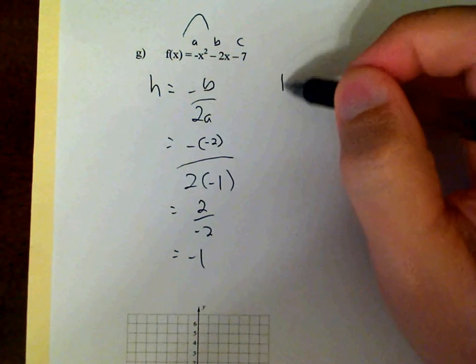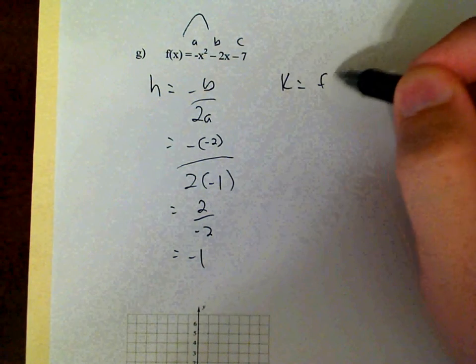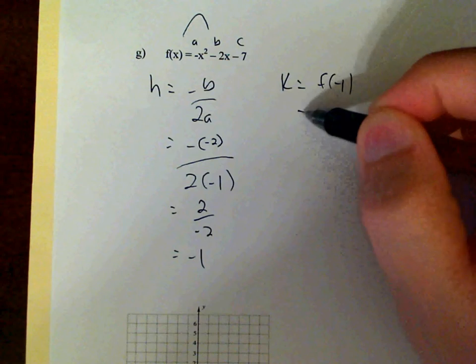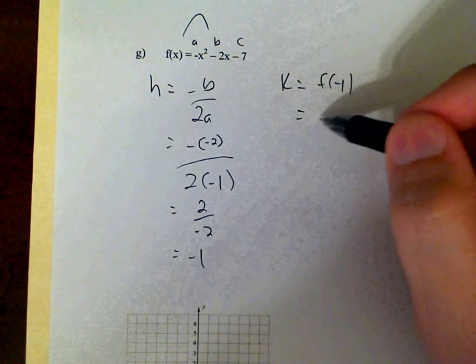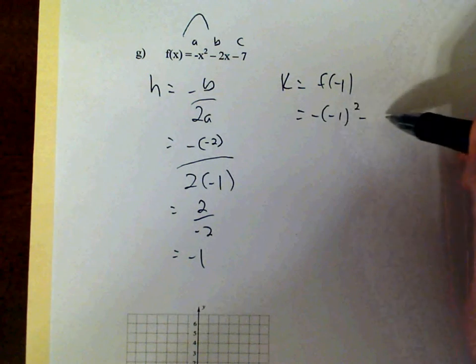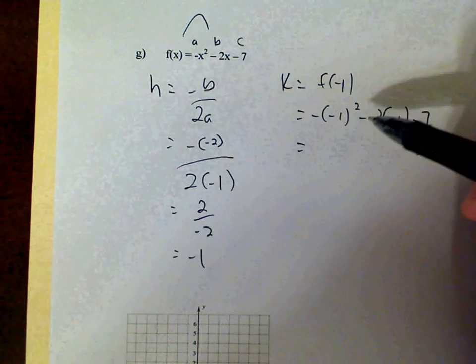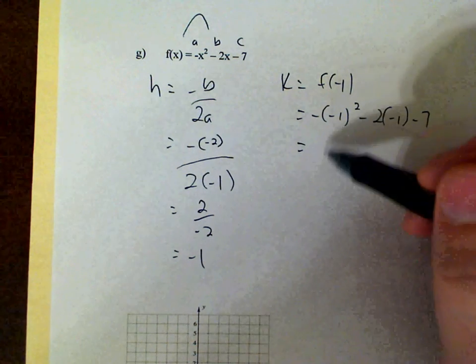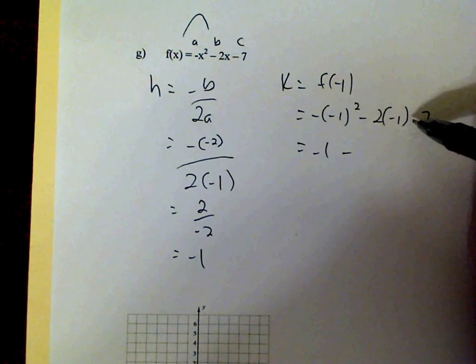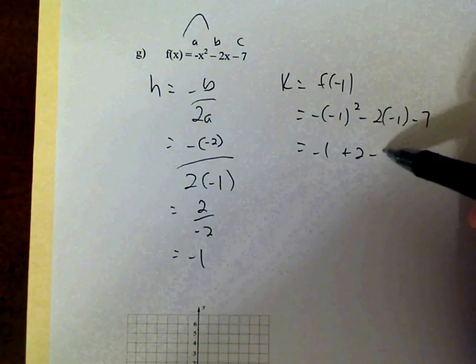Now we're going to find the k value of the vertex by finding f of negative 1. So that's going to be negative 1 squared minus 2 times negative 1 minus 7. Do the math correctly. Exponents first, that gives you a positive 1. Negative 2 times negative 1 is a positive 2, minus 7.